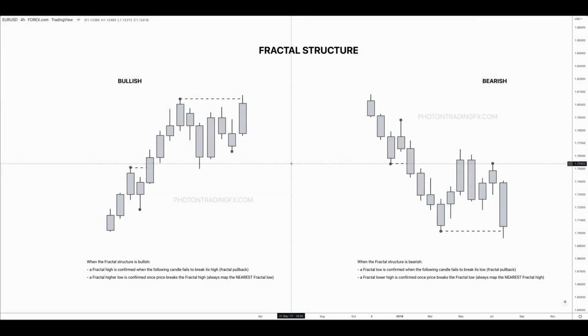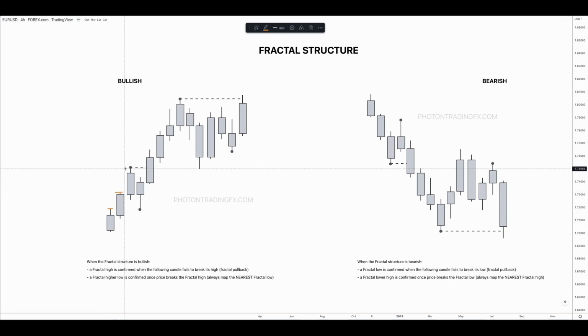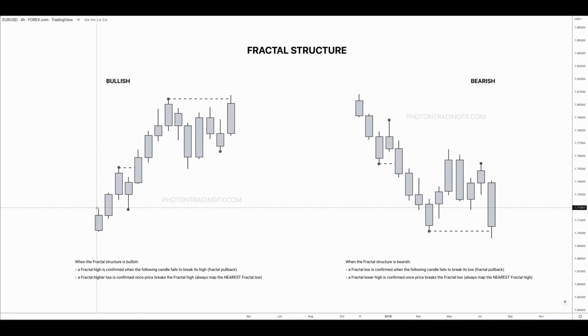So first things first, let's keep it simple and separate out both bullish and bearish markets when purely thinking about fractal structure on one time frame alone. If we look at the bullish scenario here, the fractal structure is bullish. The first thing you need to be thinking about is looking at the candle highs in a bullish fractal market. The way that we define if price is continuing to move to the upside, when purely thinking about fractal structure, is: does each candle continue to break the previous candle's high?